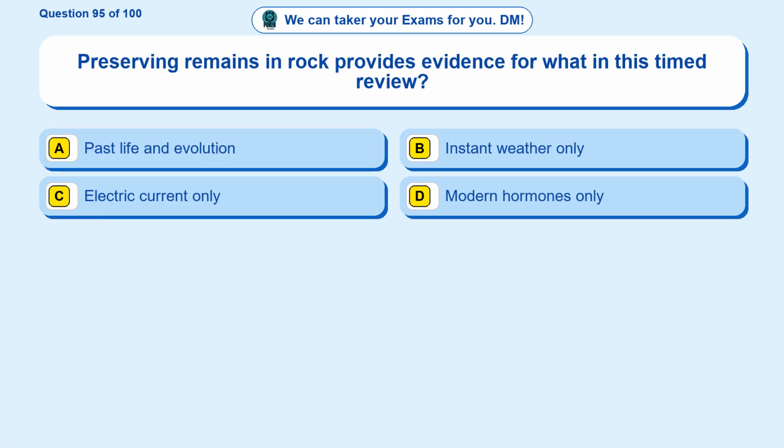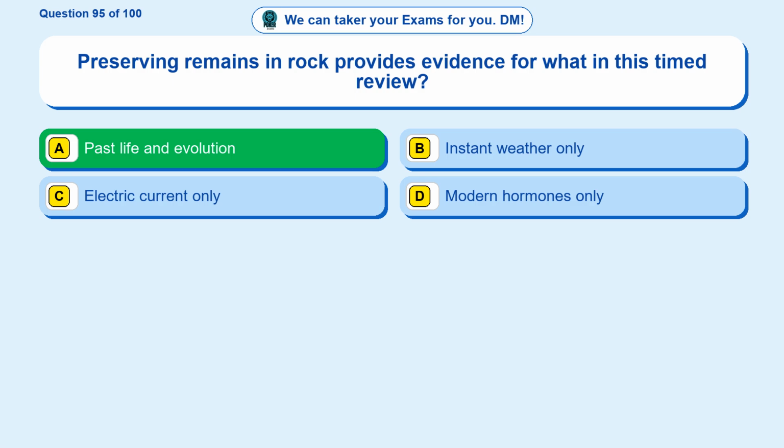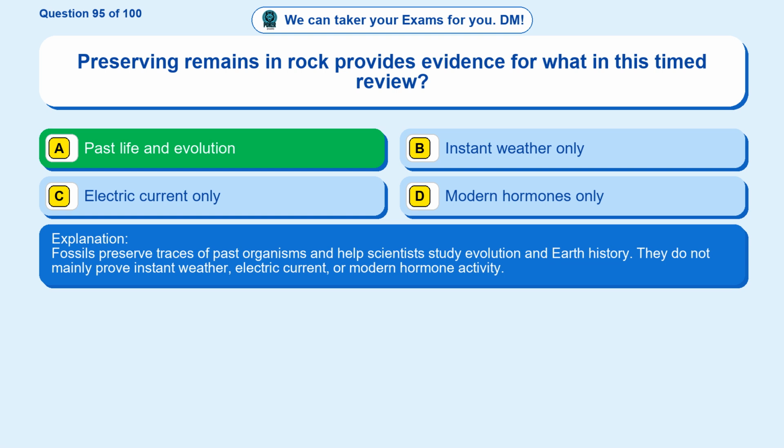Question 95. Preserving remains in rock provides evidence for what in this timed review? Option A, past life and evolution. Option B, instant weather only. Option C, electric current only. Option D, modern hormones only. The correct answer is option A. Past life and evolution. Fossils preserve traces of past organisms and help scientists study evolution and Earth history. They do not mainly prove instant weather, electric current, or modern hormone activity.